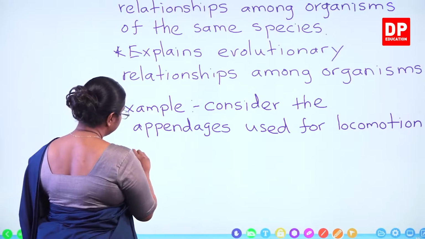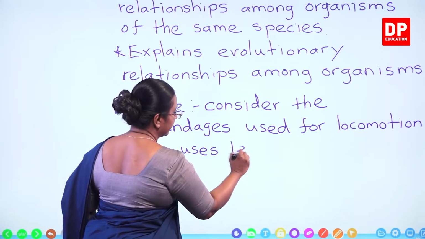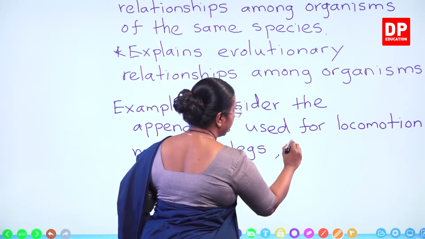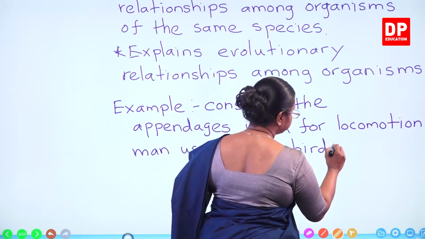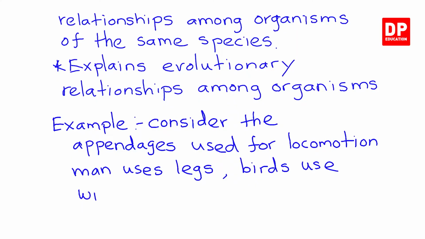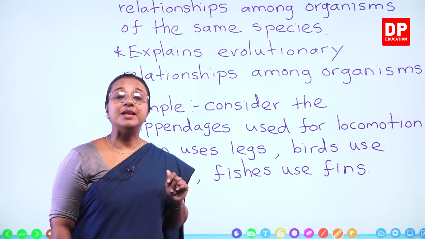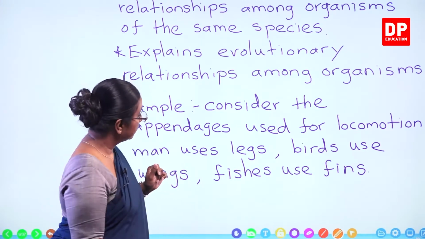Say man uses legs. Then birds use wings. Then fishes use fins. So, these are different appendages used for locomotion.